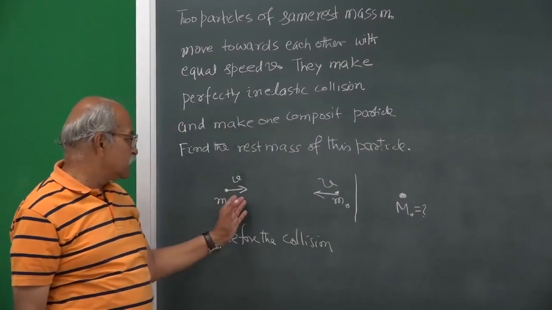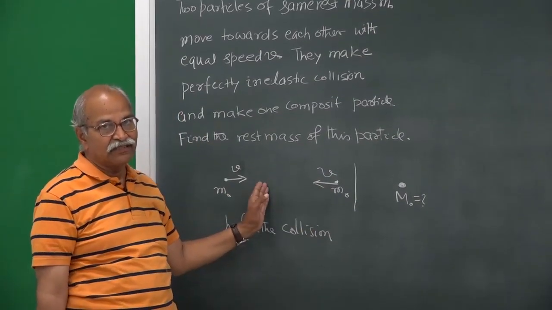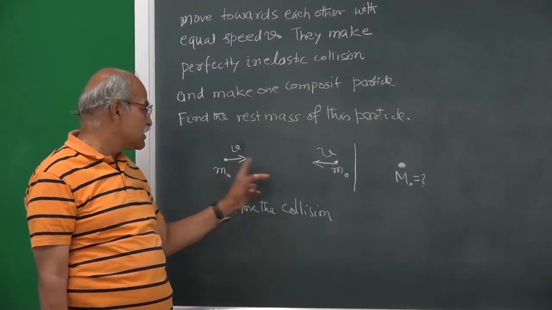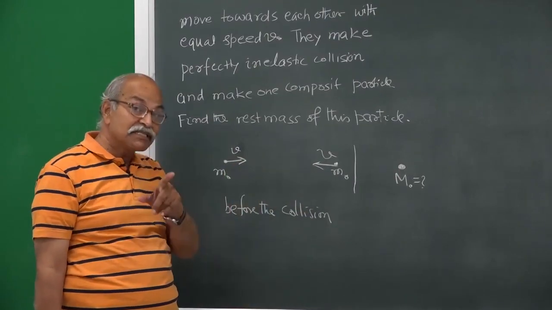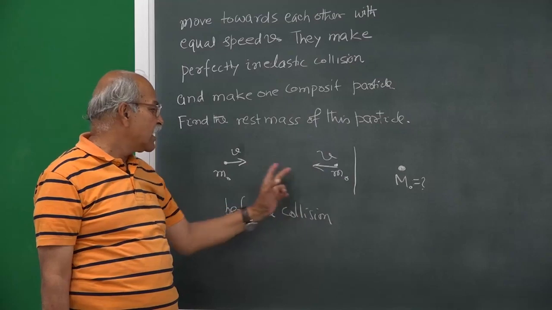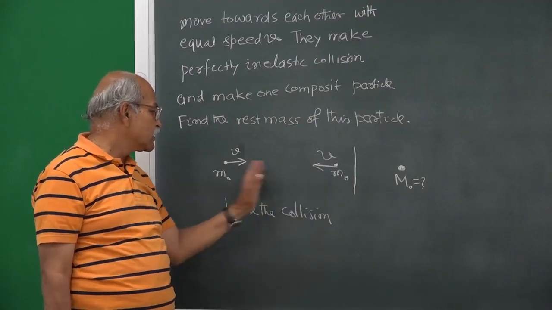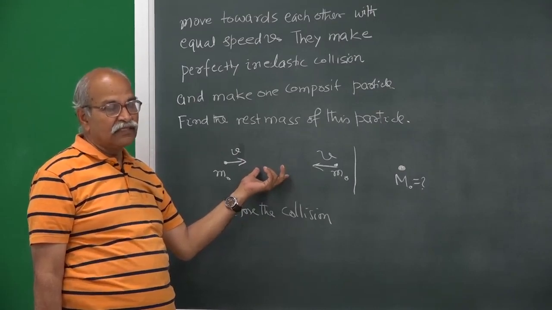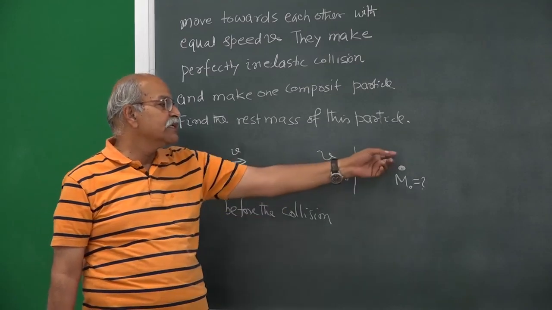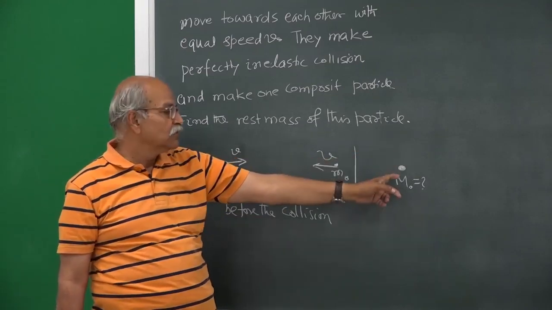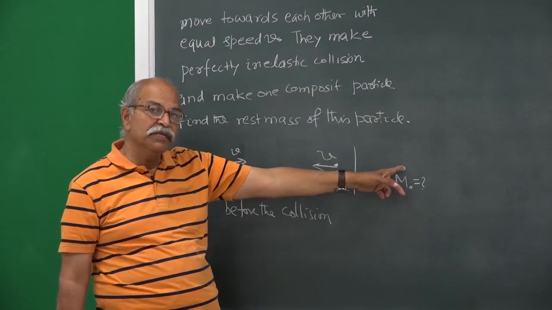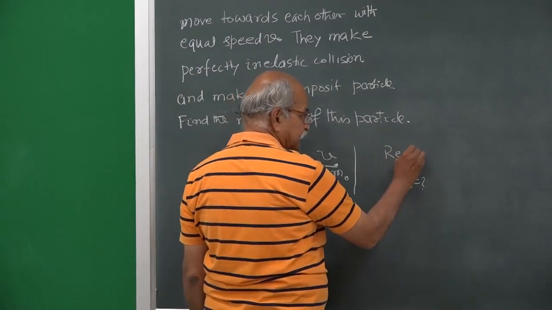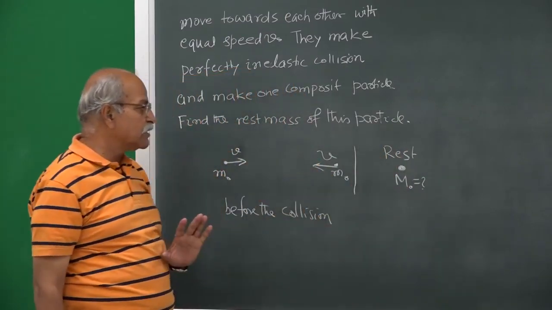Now, the first thing is that the linear momentum is 0 here. Linear momentum is m naught into v into gamma. Since m naught is same and v is same, gamma is same, and the linear momentum has the same magnitude, and since they are opposite in direction, the total linear momentum is 0. So after the collision also the total linear momentum should be 0, and now you have only one particle, and therefore its speed should be 0, it must be at rest. So that comes from the linear momentum conservation.